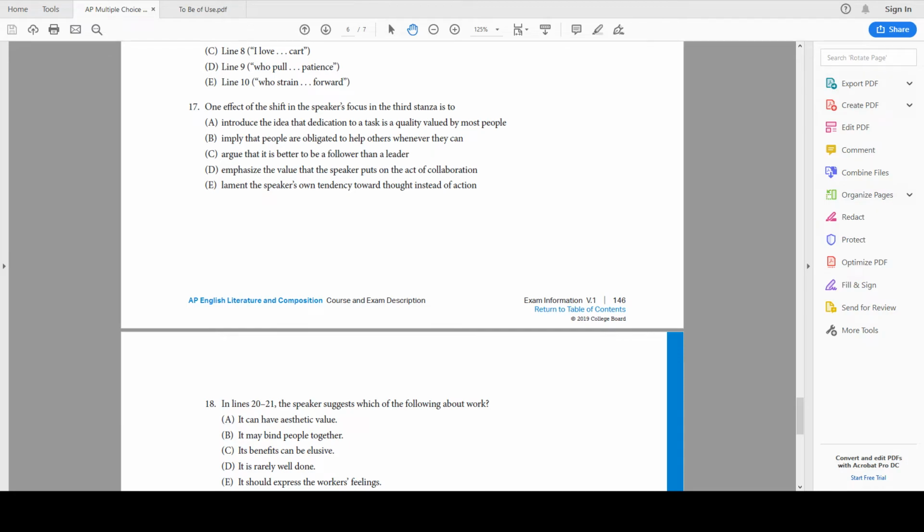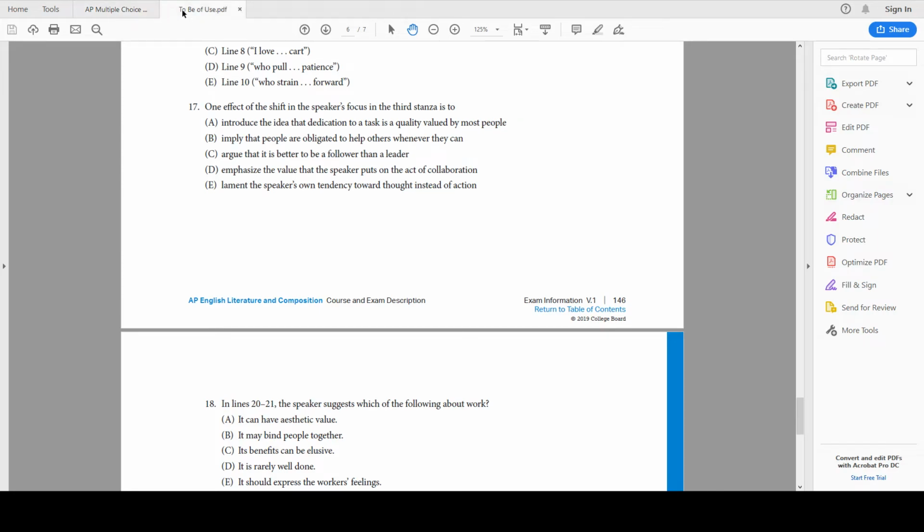You know, I think a kind of vocab test here is obligated. Obligated is like you have to help others. It's kind of the narrator's opinion that they like it, but they haven't been talking about how you should help others. It's more of a personal opinion. C. Argue that it is better to be a follower than a leader.